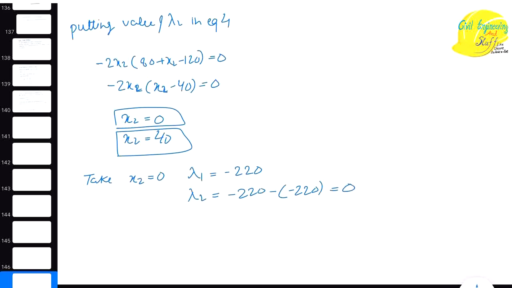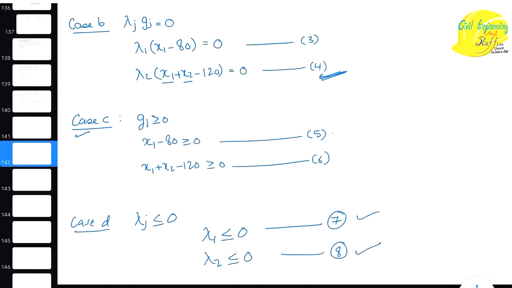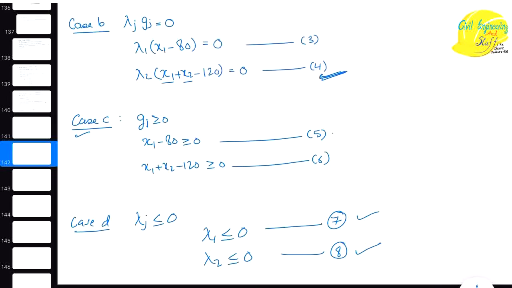Okay, so you see we have the value of x1, we have the value of x2, we have the value of lambda 1, we have the value of lambda 2. So let us see if these values satisfy the desired parameters. Since lambda 2 and lambda 1 should be less than or equal to 0, we have minus 220, it is satisfying this parameter. Lambda 2 is equal to 0, it is satisfying this parameter, right?